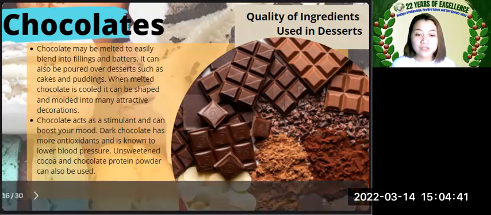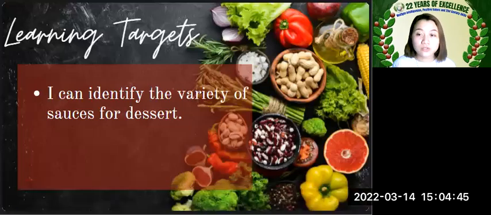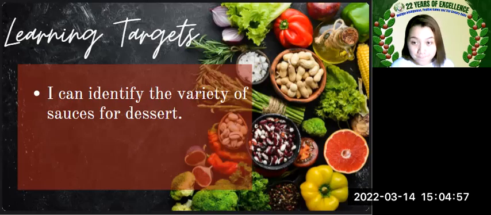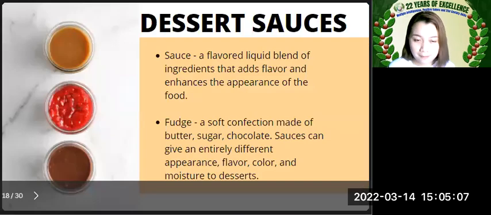Now, another learning target that we have is you can identify the variety of sauces for desserts. So earlier we discussed the ingredients. Now let's move on to the sauces of desserts. Again, these are just some of the recipes we use for dessert sauces. So what are dessert sauces?